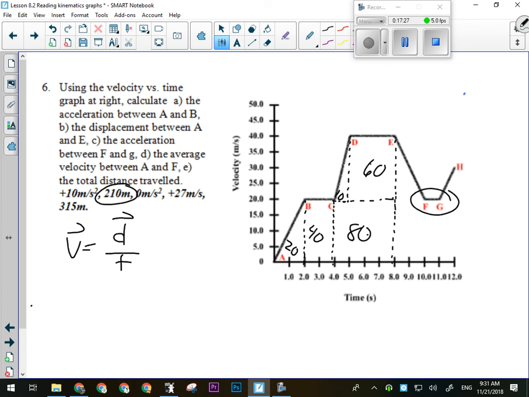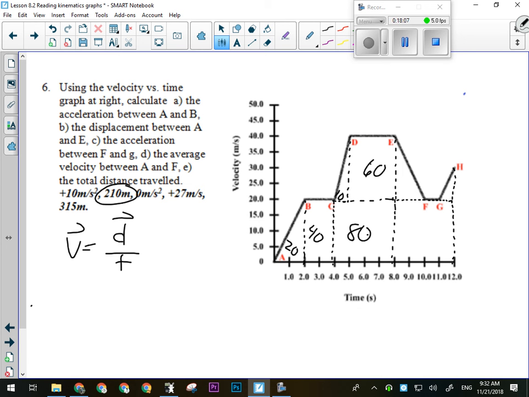For part E, we want to find the total distance traveled. We've already done most of that. We've gotten all the way to E thus far. So all we have to do is find the rest of the shapes, and we'll have the total distance traveled, because the total distance and the total displacement for this question are going to be the same because it's all positive. This never ventures into the negatives, so they'll be the same. I'm going to make a rectangle that goes all the way across to the end, and that'll finish off my shapes.